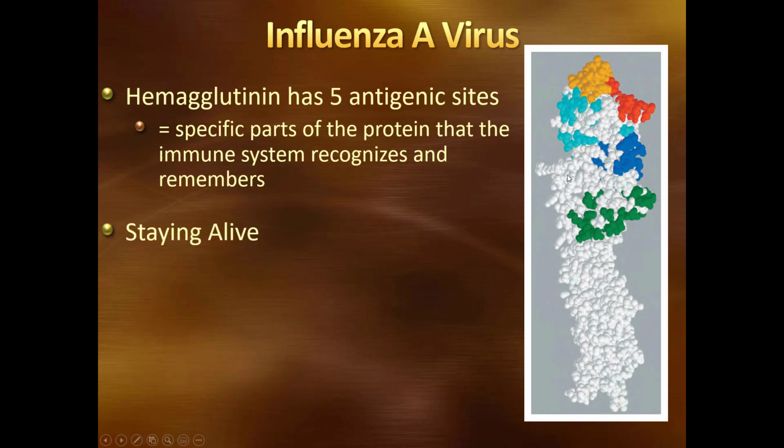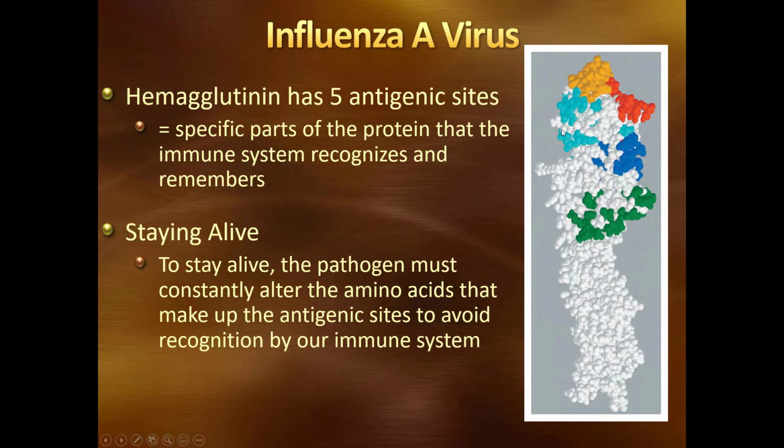So how does an influenza A virus stay alive in light of the fact that our immune system will attack it? In essence, what it has to do for this pathogen to stay alive is it has to constantly change these antigenic sites to try to essentially trick our immune system to not be able to recognize it. So if we can swap out some amino acids in some of these antigenic sites and change them just a little bit, then we can essentially confuse the immune system, at least temporarily, where it cannot recognize those antigenic sites.